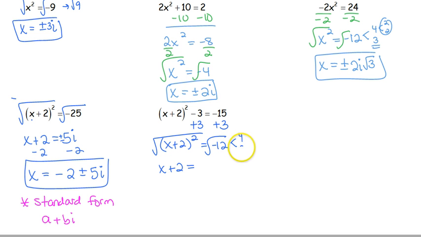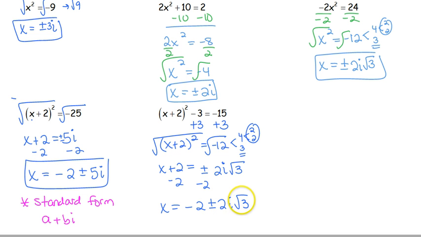Hopefully by now, sometimes you'll start to memorize what these ones are. You've got a 2 root 3. Because of the negative sign, we've got a 2i root 3. Because we took the square root of something that was being squared, we've got plus or minus. Now we move that 2 over, and we've got x is equal to a negative 2 plus or minus 2i root 3.